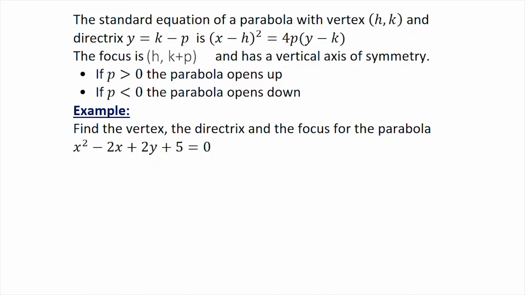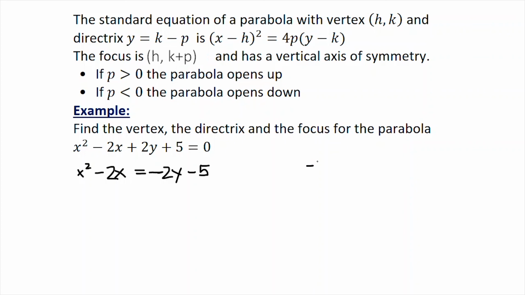In the example, we're asked to find the vertex, the directrix, and the focus for the parabola. Here we've got x squared minus 2x plus 2y plus 5 equals 0. And we want to try and rewrite this equation so it looks like the standard form. So I have x squared minus 2x equals negative 2y subtract 5, and I'll have to complete the square.